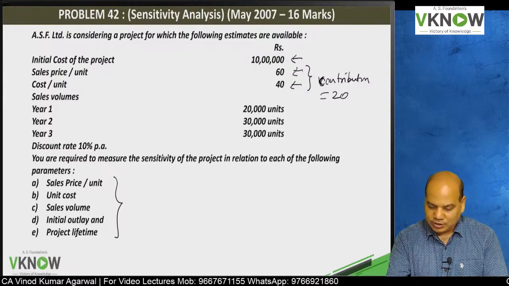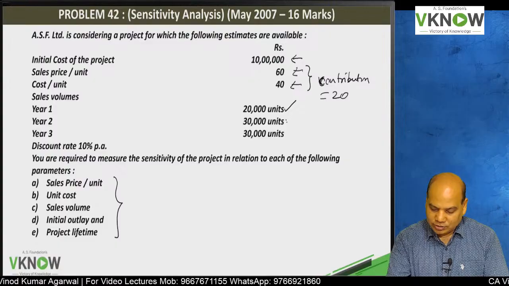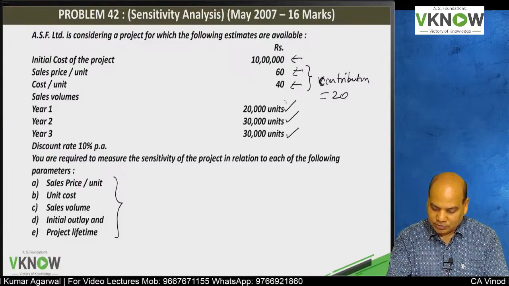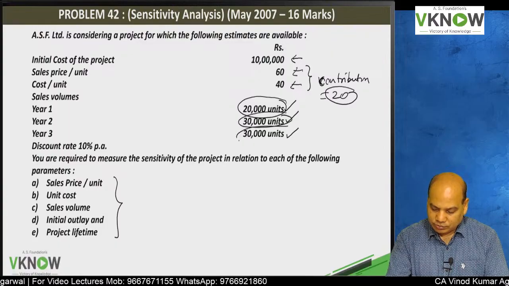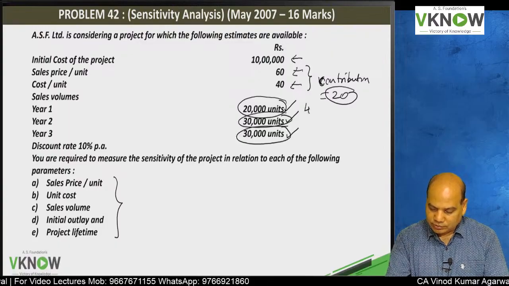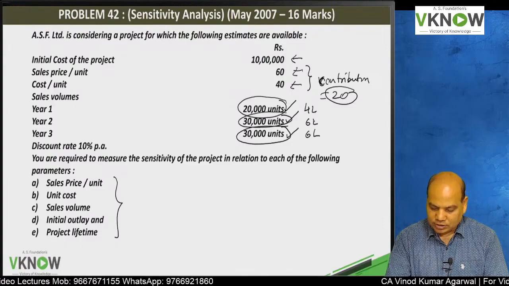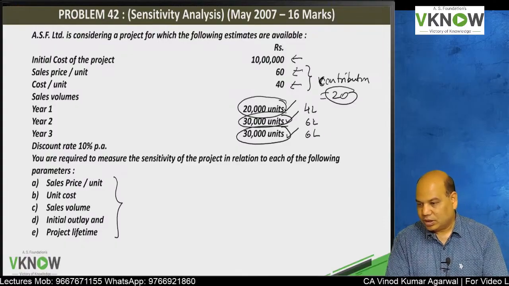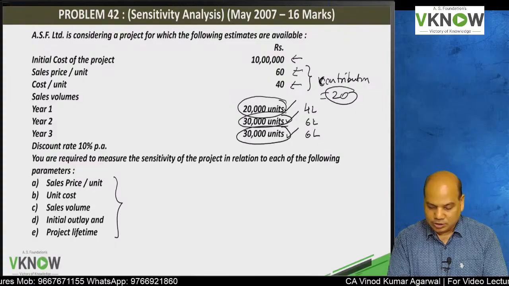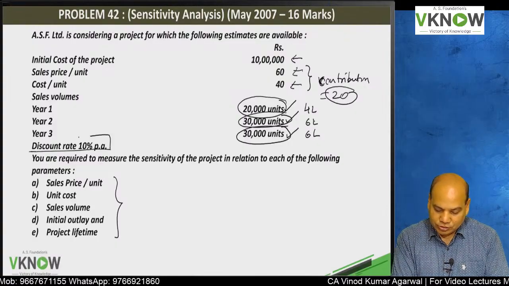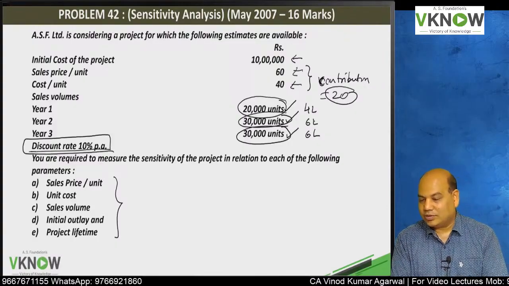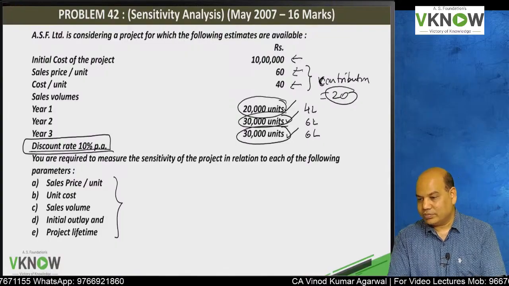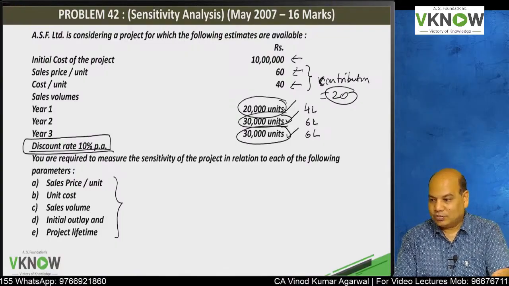Sales volume is given 20,000, 30,000, 30,000. So multiply sales volume by contribution. You will get cash inflows 4 lakh, 6 lakh, 6 lakh. There is no fixed cost in the problem. Discount rate is 10% per annum. Right. What more do you want?